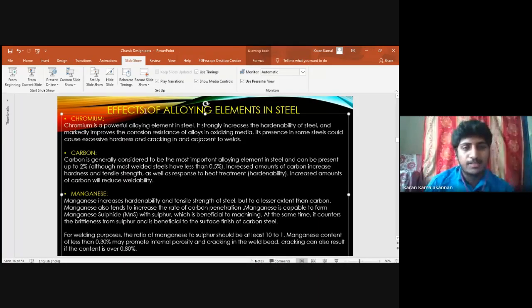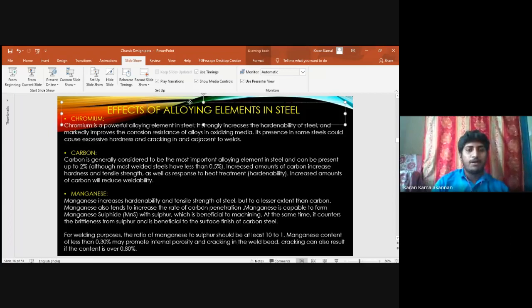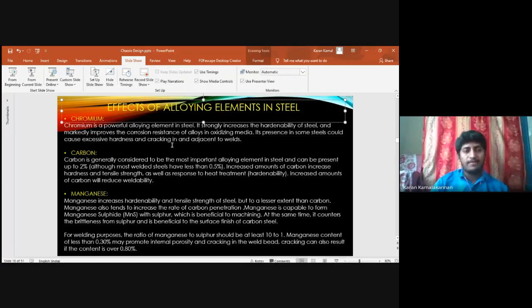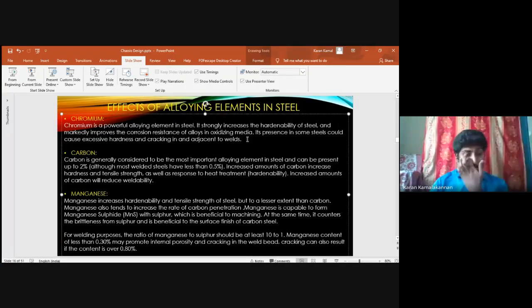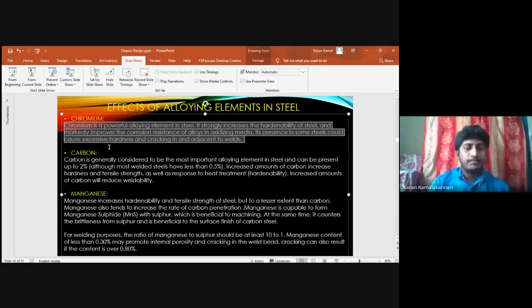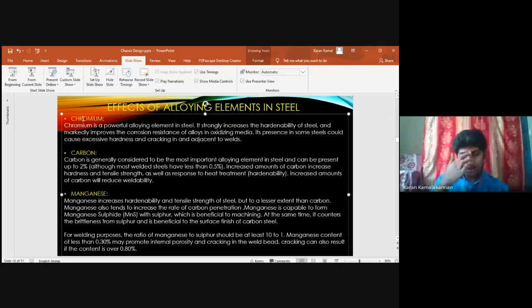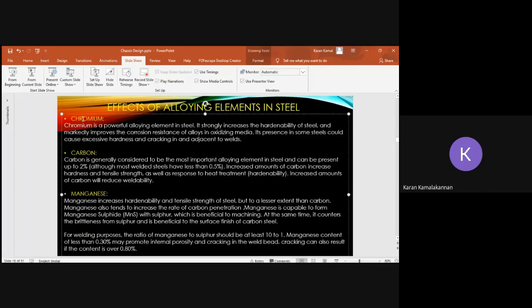We know that steel is an alloy, so it will have some alloying elements in it, which we will go through quickly. First is chromium. Chromium is the most powerful alloying element because it increases hardenability and corrosion resistance. The greater the chromium content, the more the corrosion resistance of the steel. But its presence in some steels up to a certain level can cause excess hardness and cracking, so we must select an optimum ratio.